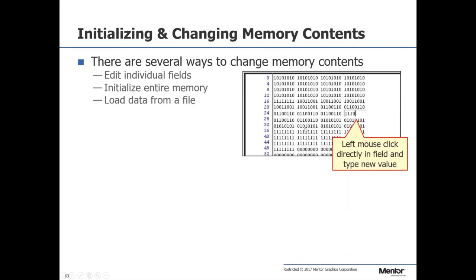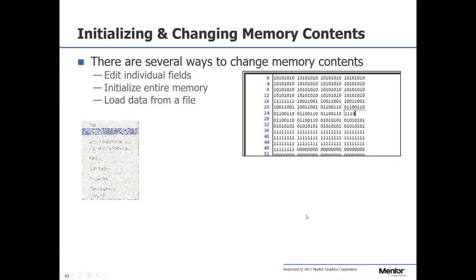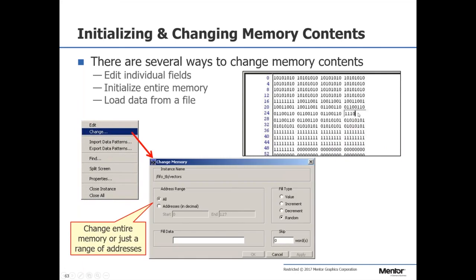Any one of these values, I can click on it and update that value by changing the value that's in there. That's poking any one location.